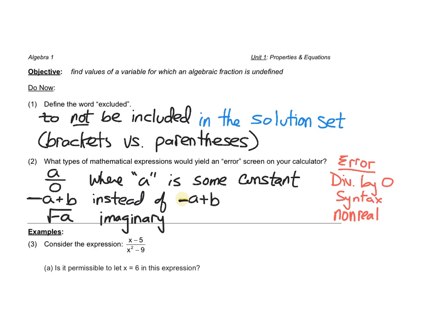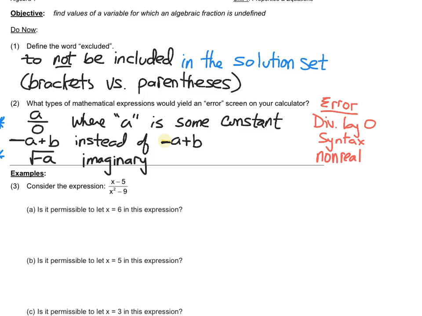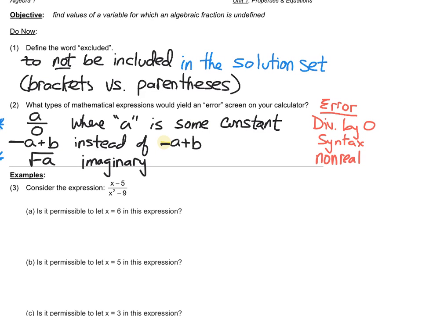So 2 out of these 3 types of errors lead to excluded values mathematically. The first one and the third one. The middle one is a mistake. It's a mistake to be avoided, definitely, but it's just a mistake. It's not anything that's wrong with the math. It's something wrong with the way you typed in the information.